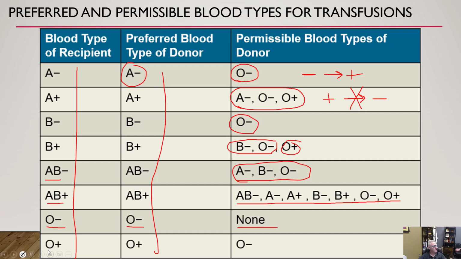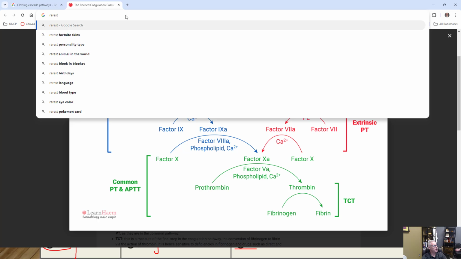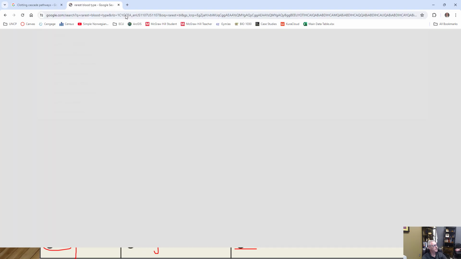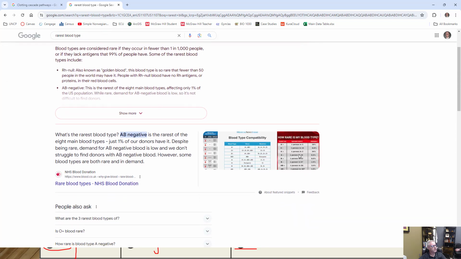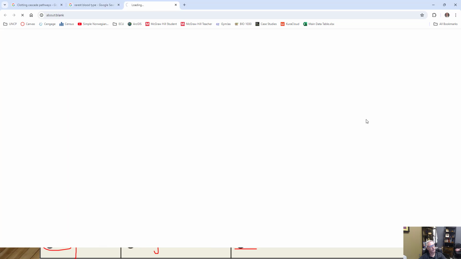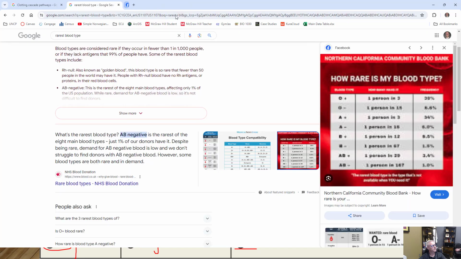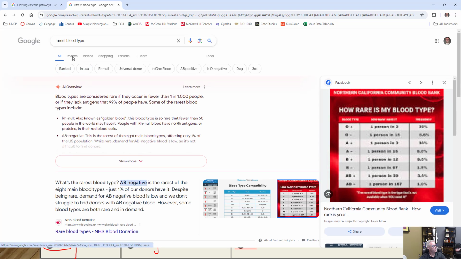And if you have O positive blood, you can only receive O negative and O positive blood. So let's see, rarest blood types. Let's just look at Northern California Blood Bank. Let's not go to Facebook. Images.